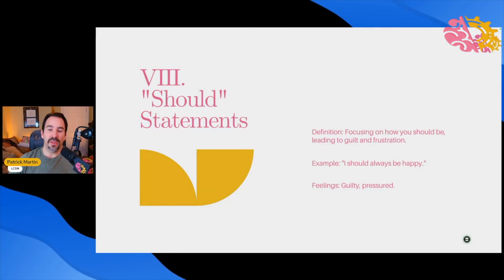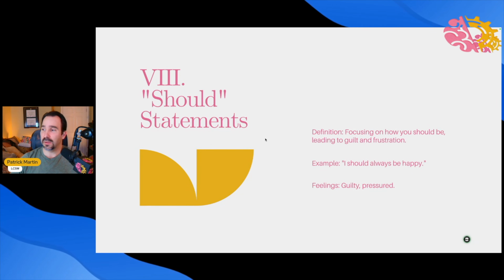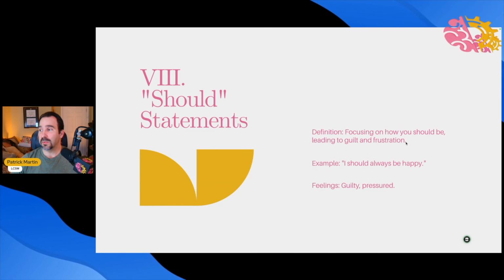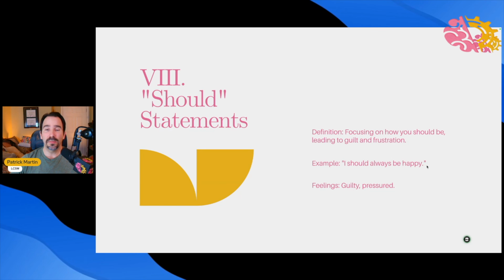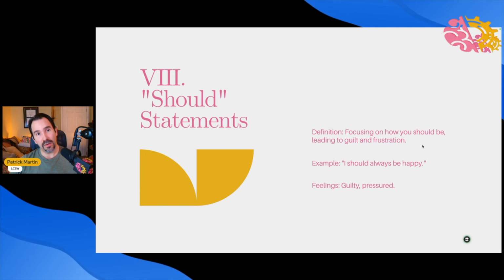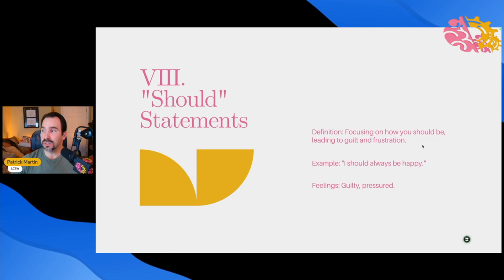And shoulding is defined as focusing on how you should be, which leads to guilt and frustration, meaning that sometimes that's also how we view ourselves, right? That could be a body image issue, could be a life status issue. I should be further along in life right now. I should have finished school. I should have excelled at my job, etc., right? I should be married right now. I should have a family right now. This isn't what I planned for my life at this age, etc.